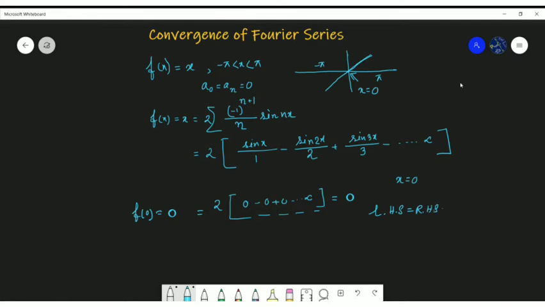Let us check at another point. Same thing, we are going to check the convergence of this Fourier series at another point, that is x equal to pi. This point, x equal to pi. Now let me erase this part first. We have already checked at x equal to 0.